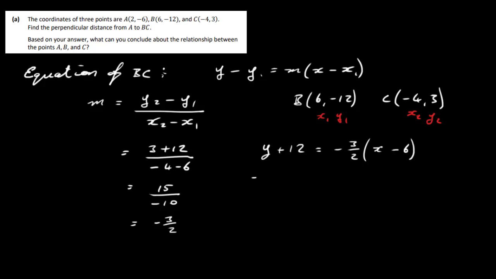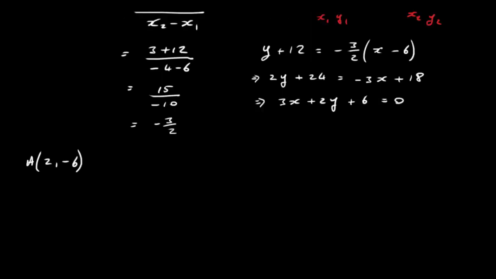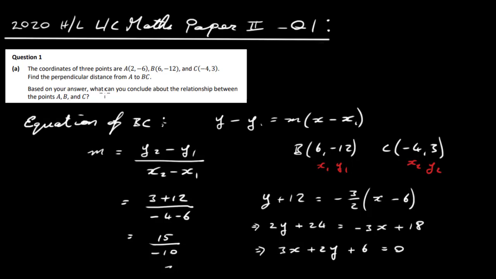Okay, so let's work this out. The first thing I'm going to do is just multiply across by 2. So we get 2y plus 24. Then I'm going to multiply out the bracket. Remember, we've got this minus 3 left on the right hand side. So we end up with minus 3x plus 18. Let's just bring everything over to one side. So we have 3x plus 2y, and then we plus 24 minus 18. So that's going to give us plus 6. That's equal to 0.